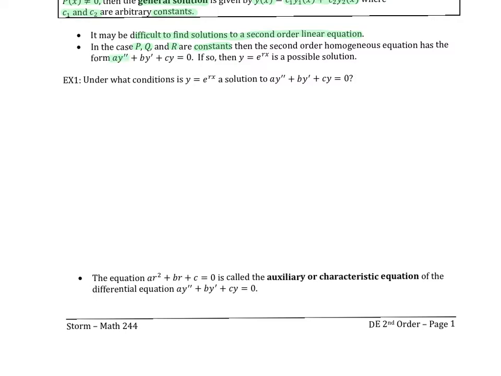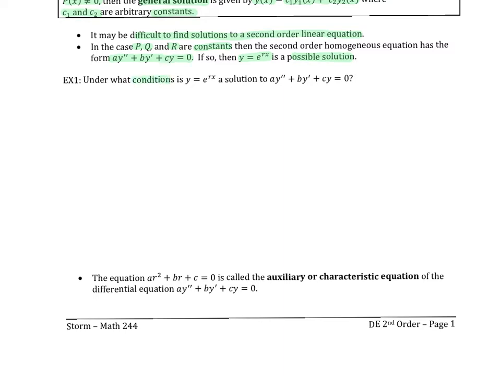A times the second derivative plus b times the first derivative plus c times the function equal to 0. That's what it'll look like. If so, then y equal to e to the rx, and r can just be any number, is going to be a possible solution to this type of second order linear homogeneous differential equation. That's getting too long.